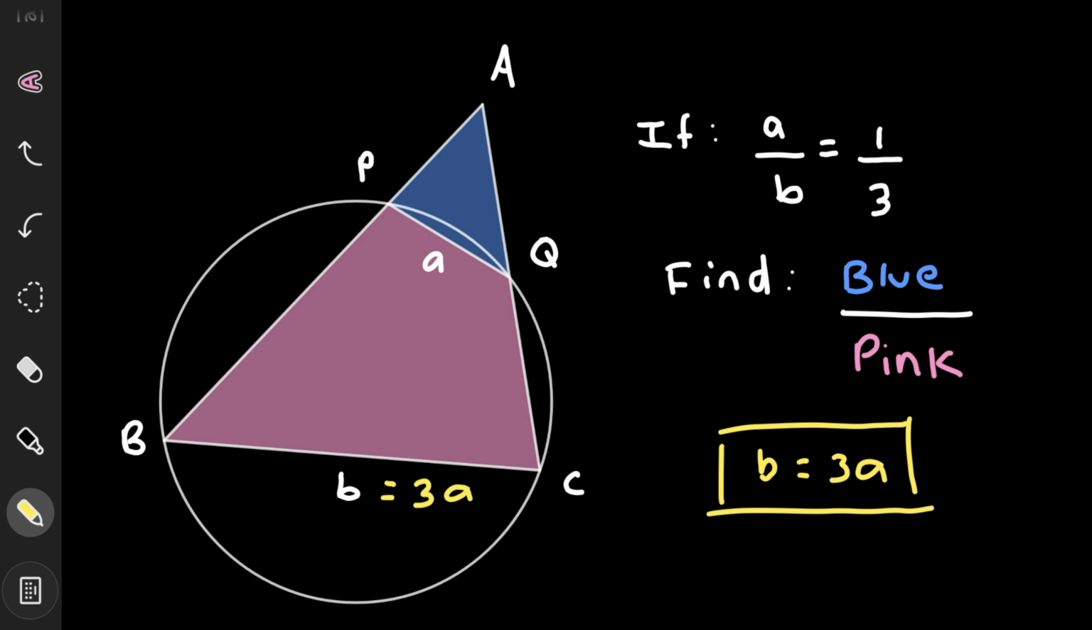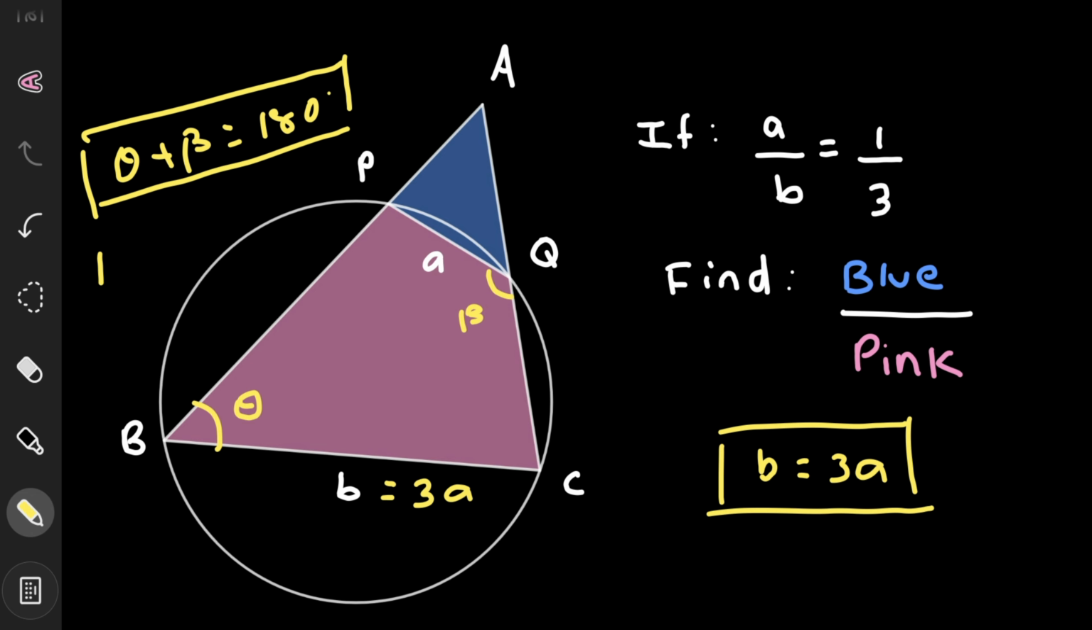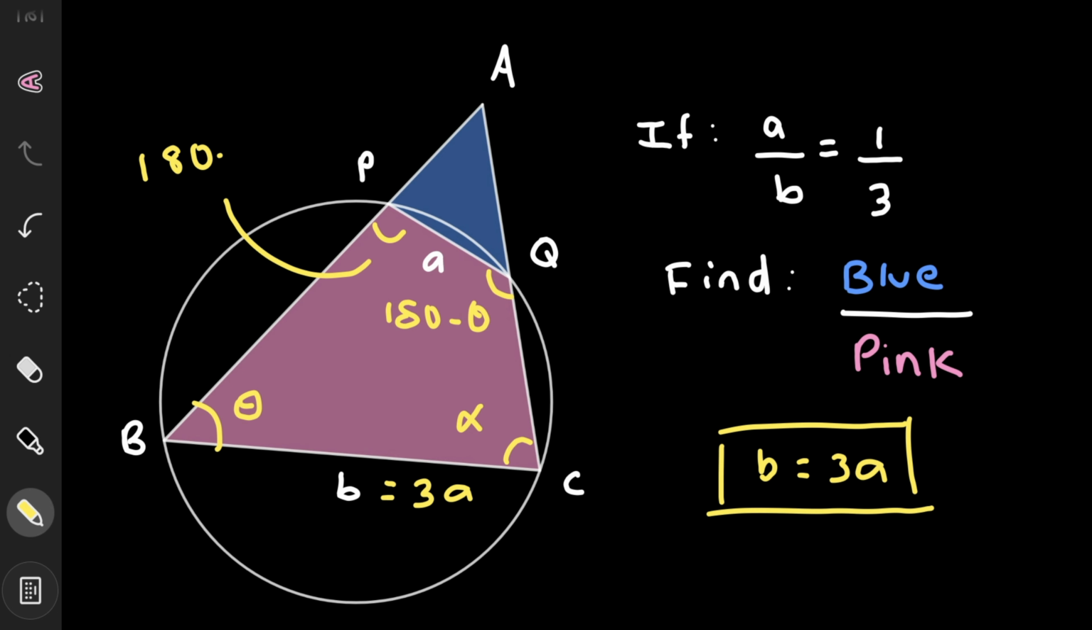This means if I take the value of angle PBC as a variable theta and the value of the angle PQC as a variable beta, then theta plus beta would be equal to 180 degrees. Now from this equation we can clearly say that beta is going to be equal to 180 degrees minus theta. So in this diagram, let us replace beta with 180 degrees minus theta. Now similarly, if I take the angle QCB as a variable alpha, the value of the angle QPB is going to be 180 degrees minus alpha.